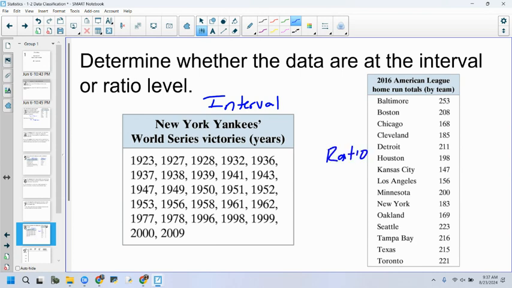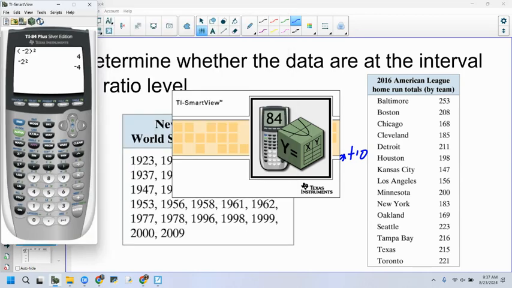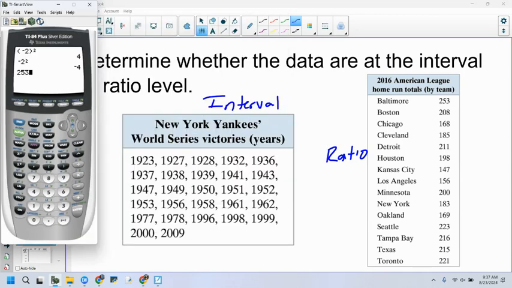See, and I can even think about it in this way. Like, I could take Baltimore. That's crazy. Baltimore went crazy that year. Baltimore and Kansas City. 253 and Kansas City, 147. And I could find the ratio between those two values. 253 and 147. And I can say, okay, Baltimore had about 1.7 times as many home runs as Kansas City.